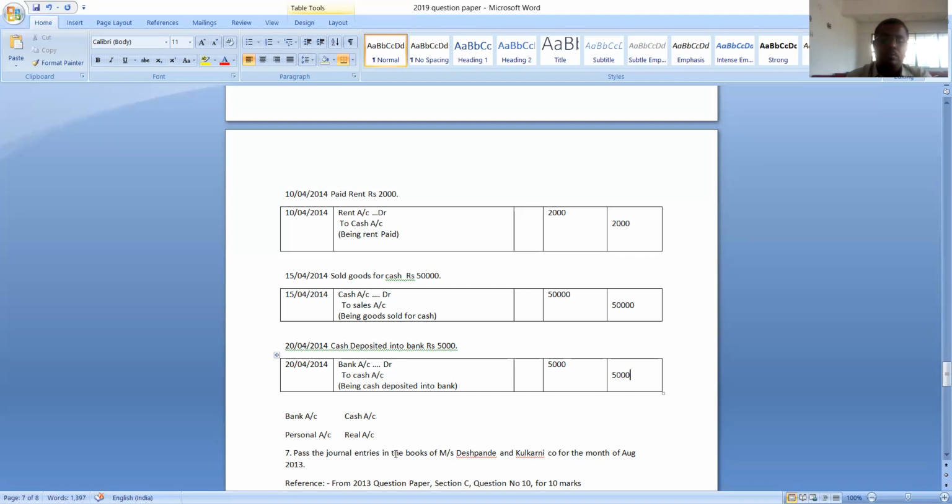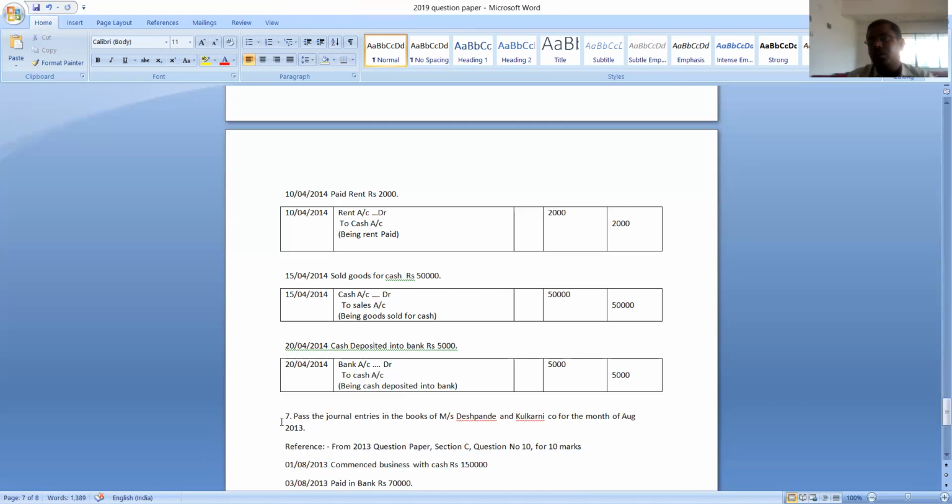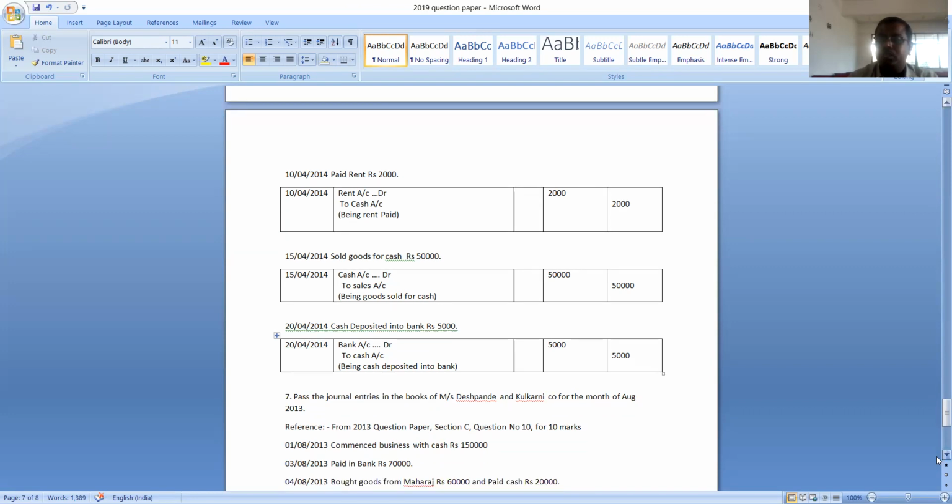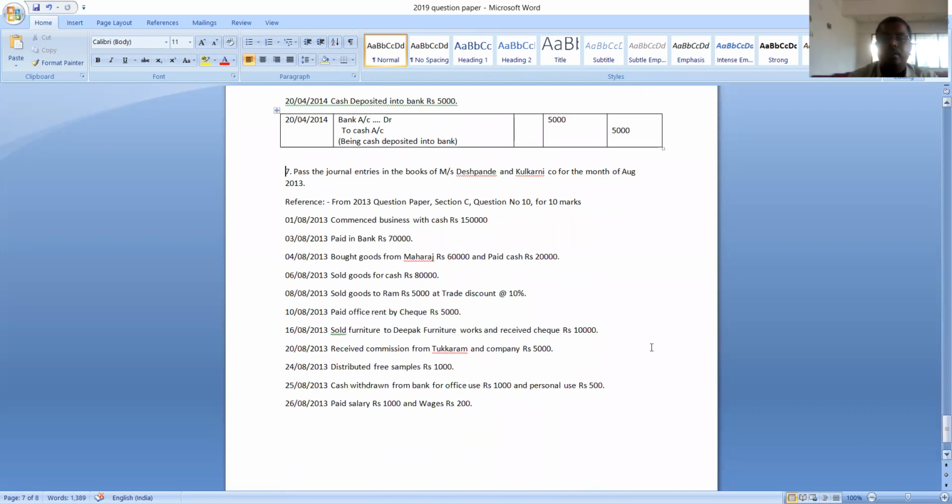This is how we should pass the journal entries for the transactions. In journal entry, what is important? Identifying two accounts in a transaction and categorizing those two accounts is very important. That is the groundwork we need to do while passing the journal entries. We have to analyze, we have to process each and every transaction. By that, the task of passing the journal entry will become very easy. It will become very simple, and we won't commit any kind of mistakes. Okay, fine.